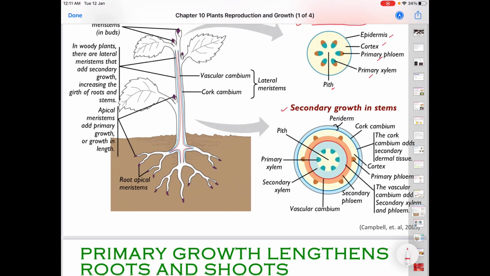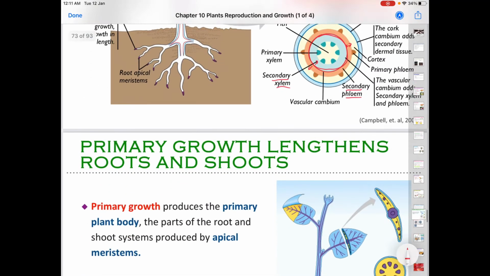If you can see here, the difference is they have the cambium that acts as the secondary dermal tissue. This cambium later will form the secondary phloem and the secondary xylem. That's why they can increase in their diameter. From the vascular cambium here, they will later form the primary xylem, the secondary xylem and the secondary phloem.